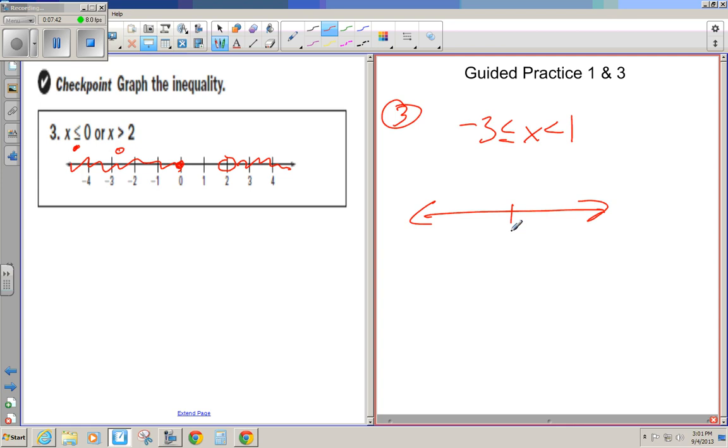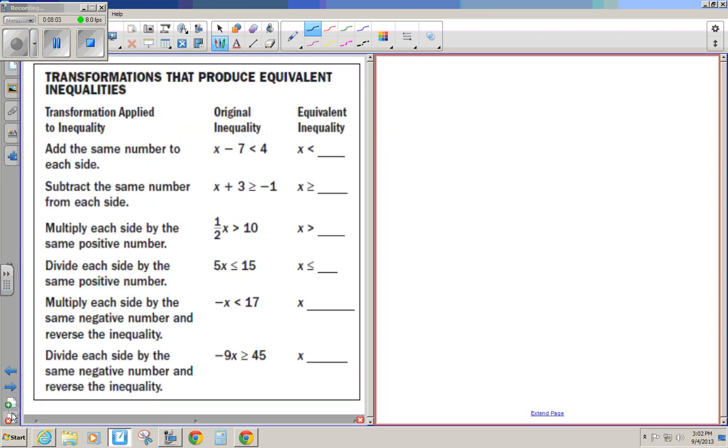There's your number line. There's 0, 1, 2, 3, -3, 3. Closed circle here. Open circle there. And this is an in between. The x is between -3 and 1. Alrighty. So this part is set up in your textbook as well.